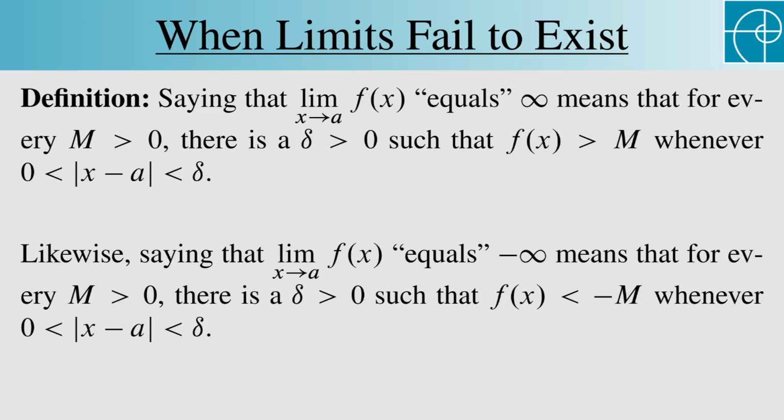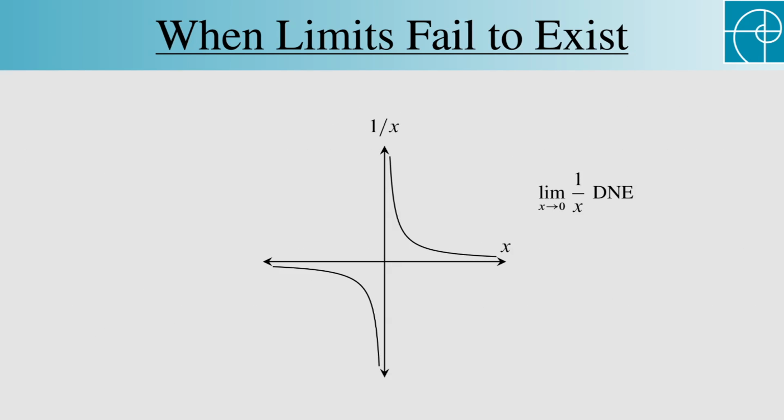The expressions f of x greater than m and f of x less than negative m don't involve absolute values, so with a function such as 1 over x, we don't have a limit of plus or minus infinity. But we can use the idea of one-sided limits that we just discussed to say that the limit of f as x approaches 0 from above is positive infinity, and the limit as x approaches 0 from below is negative infinity.